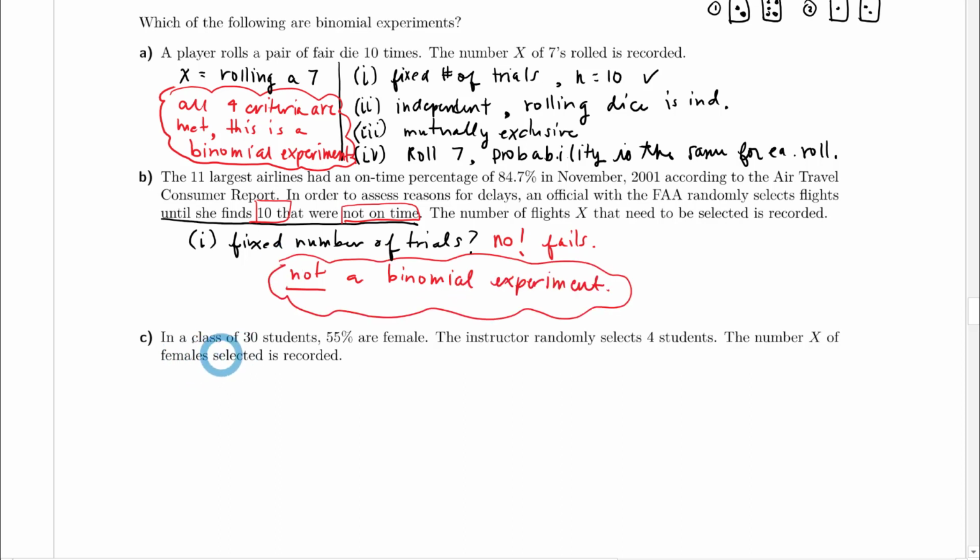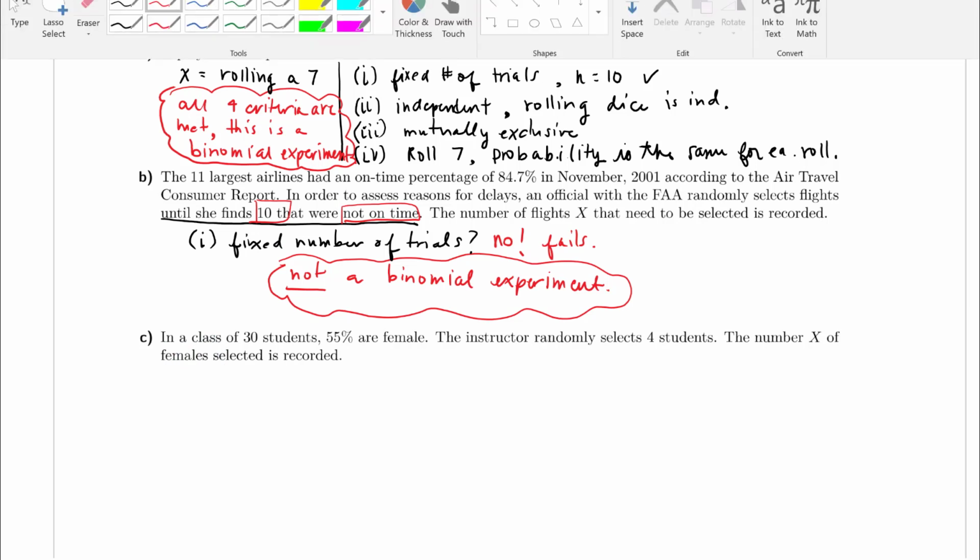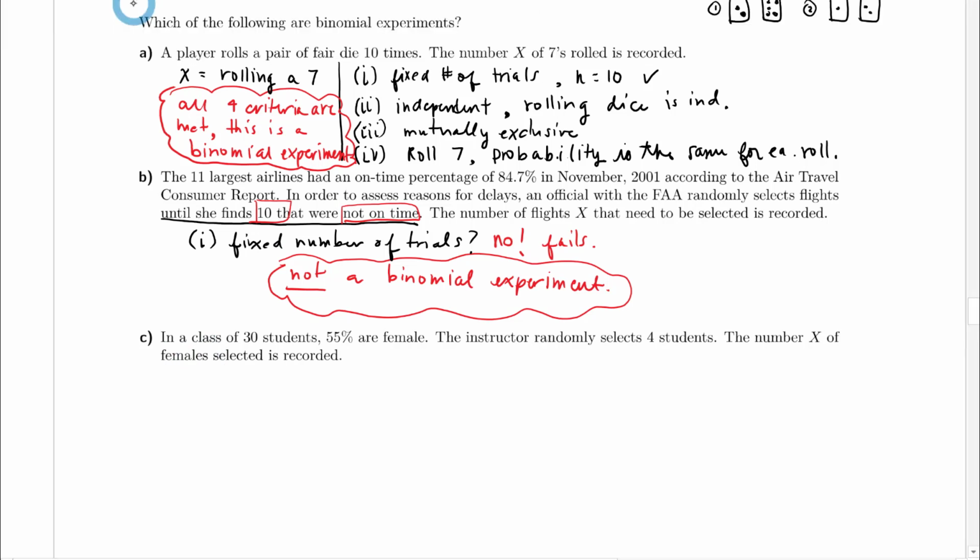Okay, so the last one can be a little tricky, but we'll get through it. Let's just read it carefully. In a class of 30 students, 55% are female. The instructor randomly selects 4 students. The number X of females selected is recorded. So the event of success is when the instructor selects students that we select female. That's the success.